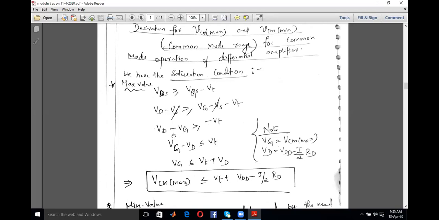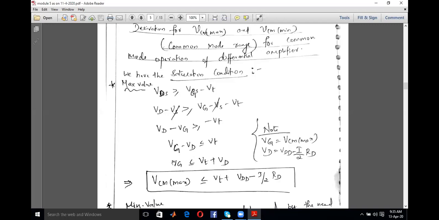Rearrange it, taking the minus outside and cancelling, you will get VG minus VD less than or equal to VT. You have to change the inequality sign when you change the sign on both sides; the greater than symbol becomes less than. So VG minus VD will be less than or equal to VT. VD will come over here, so VG is less than or equal to VT plus VD. So this is a condition.